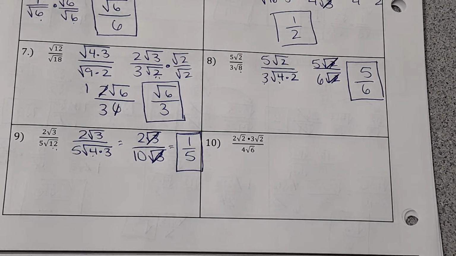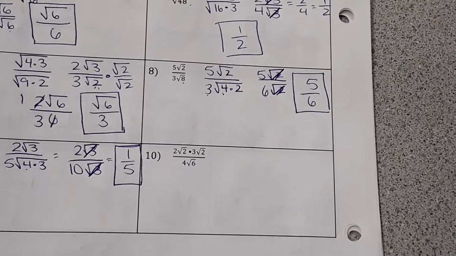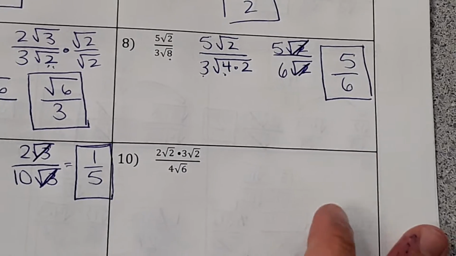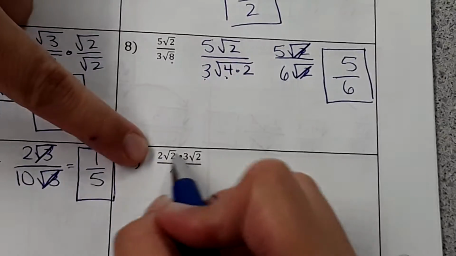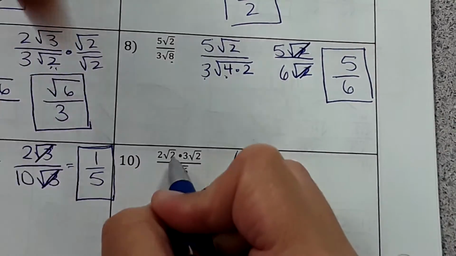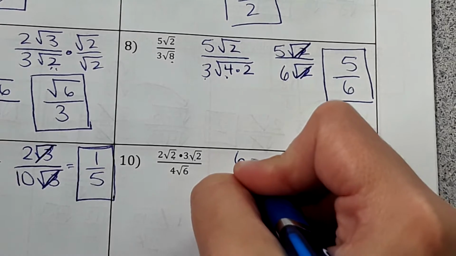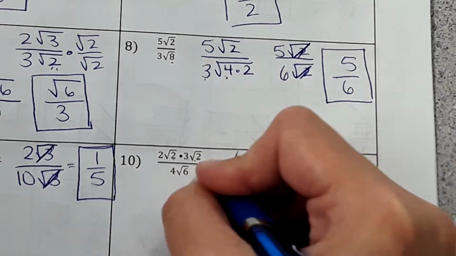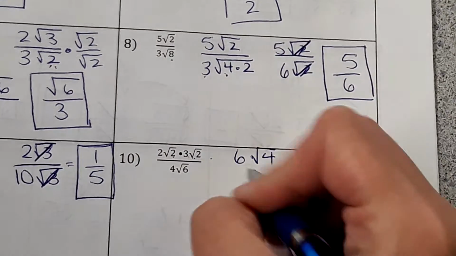And last but not least, the grand finale, number 10, and it is kind of complicated. Okay, I'm going to start by simplifying this top part. 2 times 3 is 6. Square root of 2 times square root of 2 is just 4. I don't know if you guys caught that. Wait, square root of 2 times square root of 2 is 2, sorry. Square root of 4, which comes out to 2. I'll leave it like that for right now.